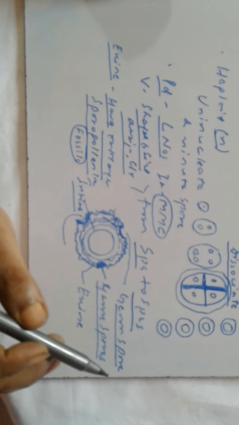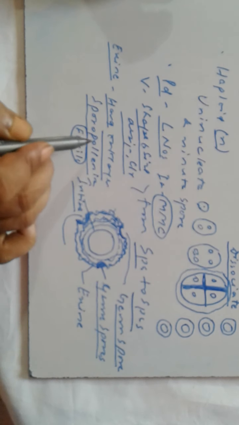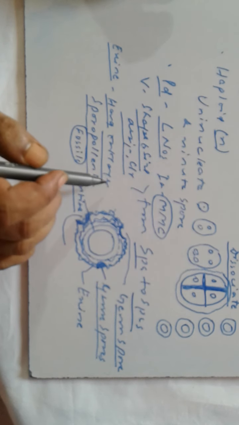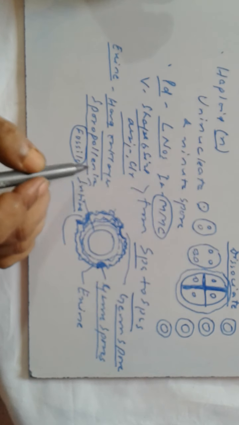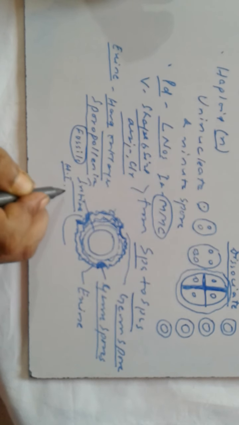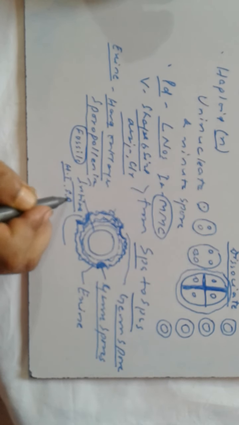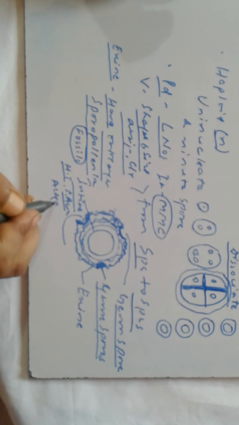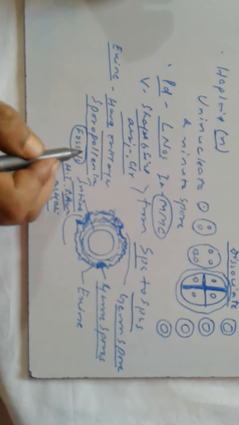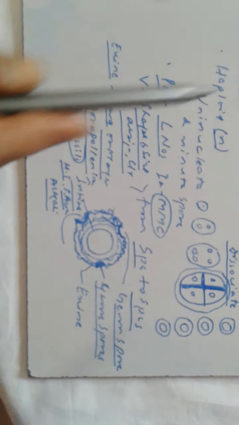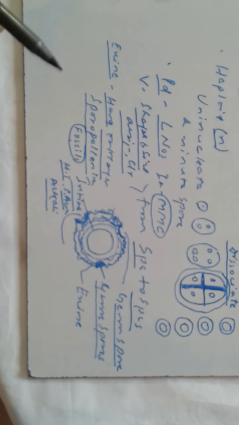So exine is the outer layer. It is made up of sporopollenin, which is a highly resistant material, and it can withstand high temperature, strong acids and alkali. Because of this characteristic, pollen grains can be preserved as fossils.